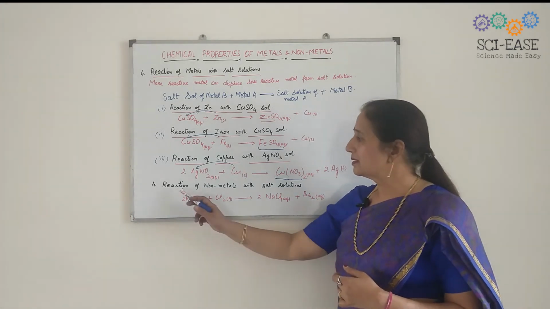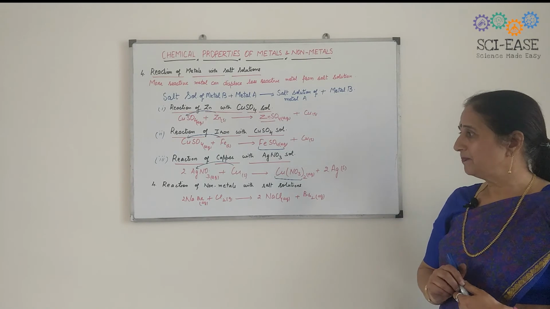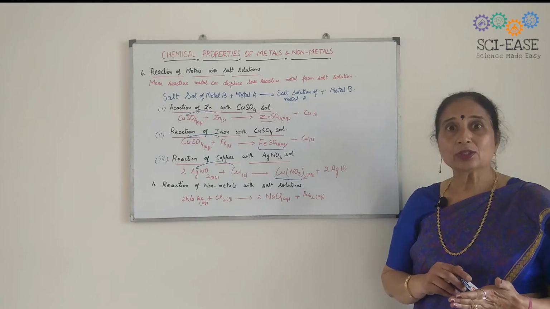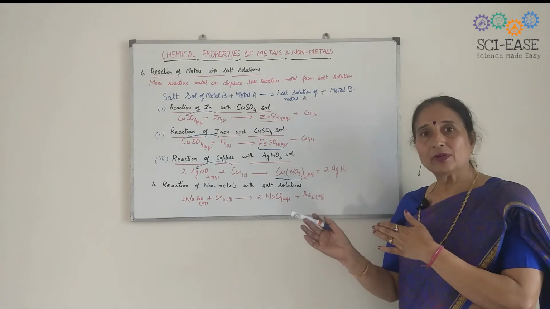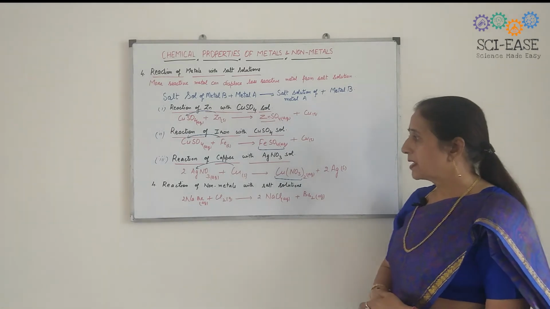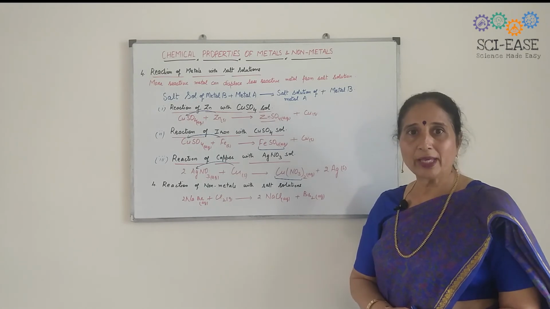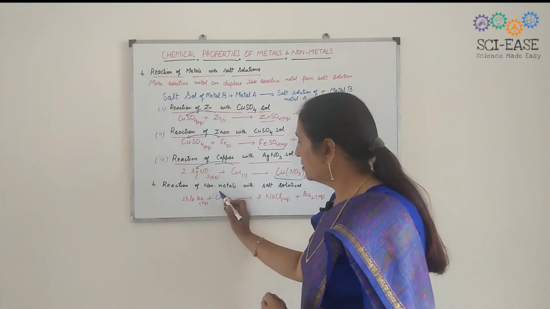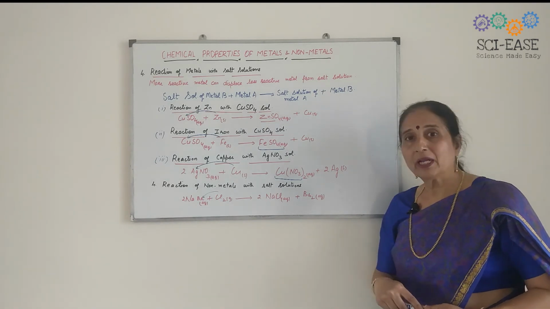Now consider the case of non-metals also, the reaction of non-metals with salt solution. Here also, in the case of non-metals, only the more reactive non-metal will displace the less reactive non-metal. Here also we will take one example. When chlorine gas is passed through the solution of NaBr, sodium bromide, chlorine will displace Br and this will result in the formation of sodium chloride plus Br2.